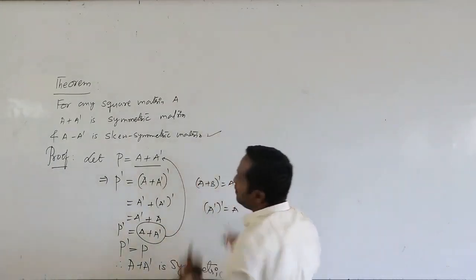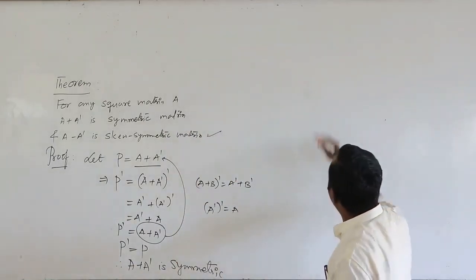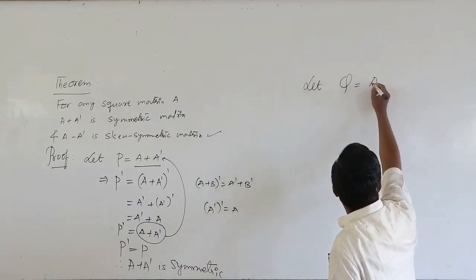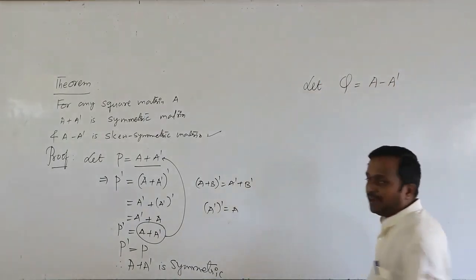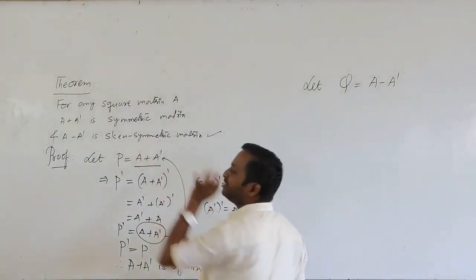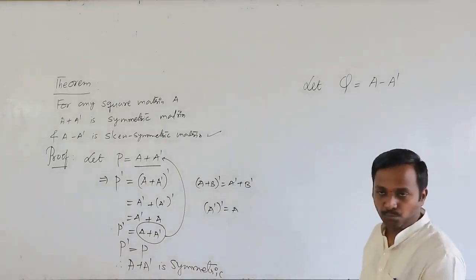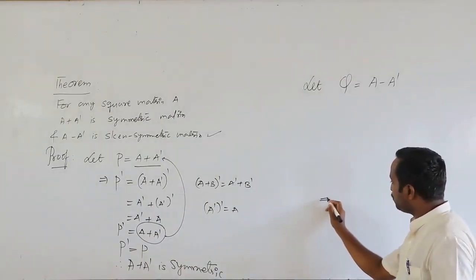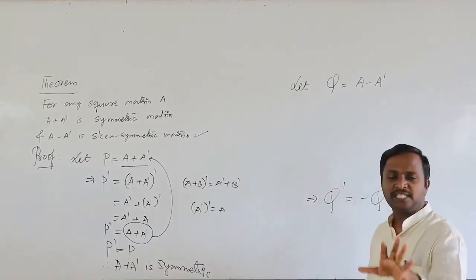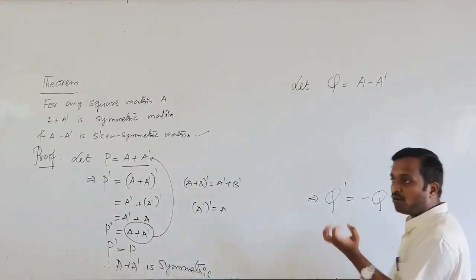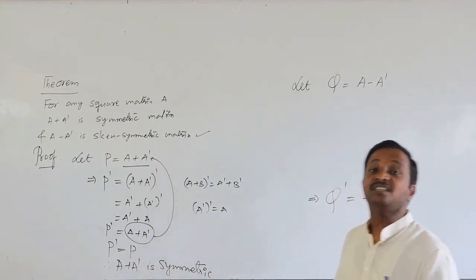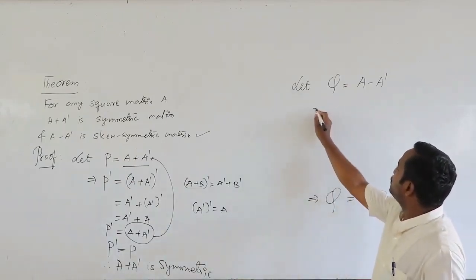The second part is: A minus A dash is skew symmetric. I will take Q equal to one matrix. Q is A minus A dash. I want to show that A minus A dash is skew symmetric. What I have to do? At the end, what I have to show? Q dash equal to minus Q. According to the definition, Q is skew symmetric. So make use of that property.